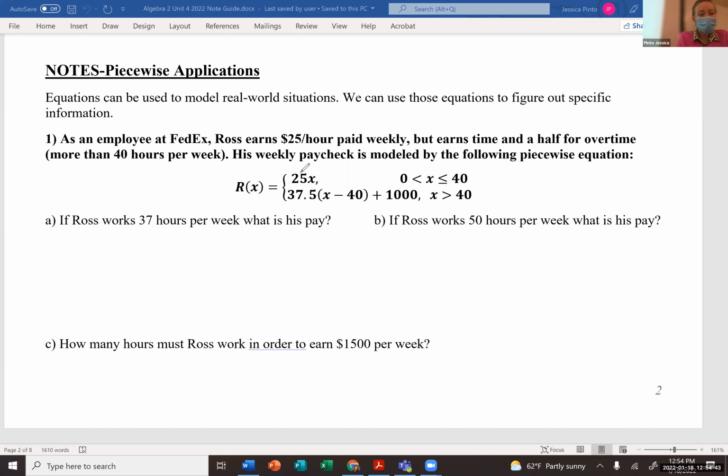So let's practice using it. If Ross works for 37 hours per week, what is his pay? Well, that's less than 40, so we're going to use the top equation, 25 times 37. See, these are way easier than the quadratic functions. Again, we're still going to need a calculator on these because I don't know the number for that. Cool. And table 2, what did you guys get? $925 per week. That's pretty good.